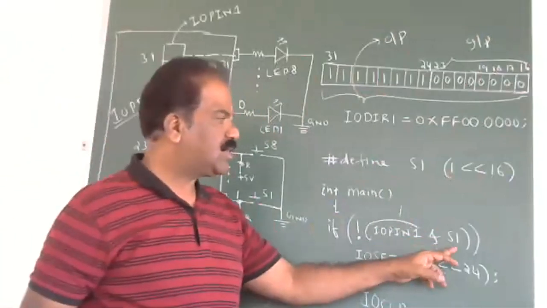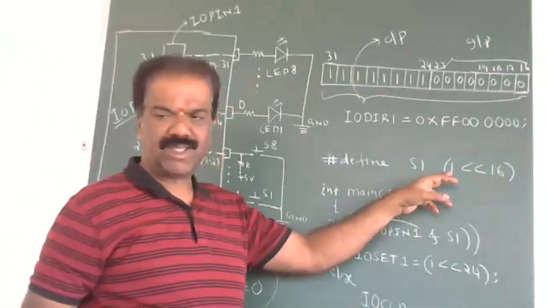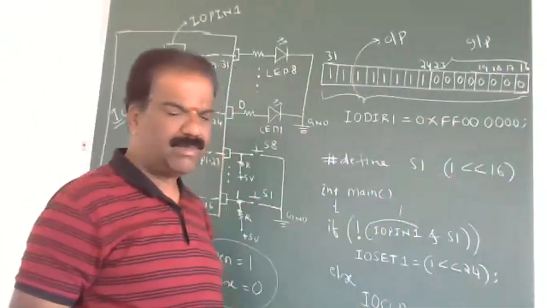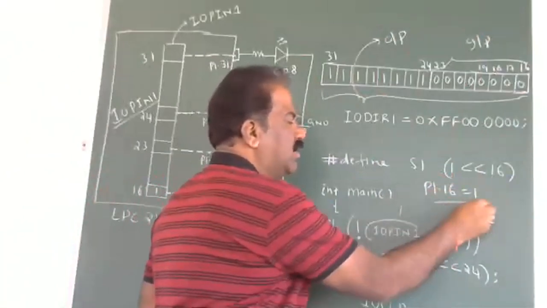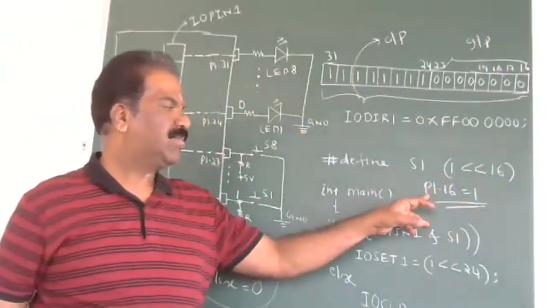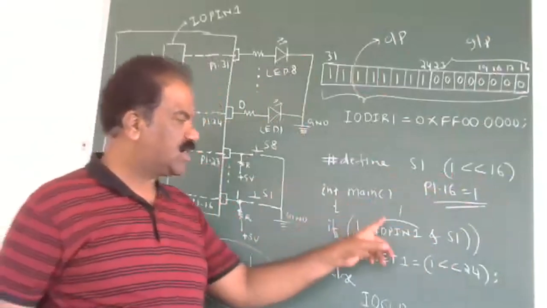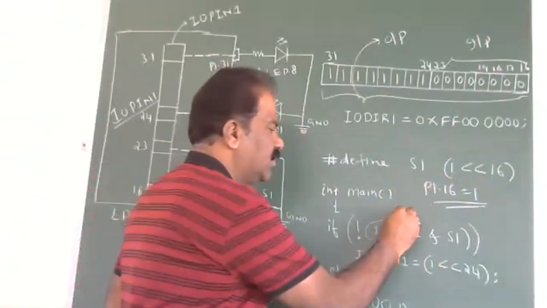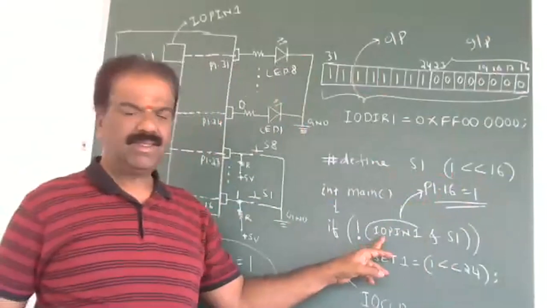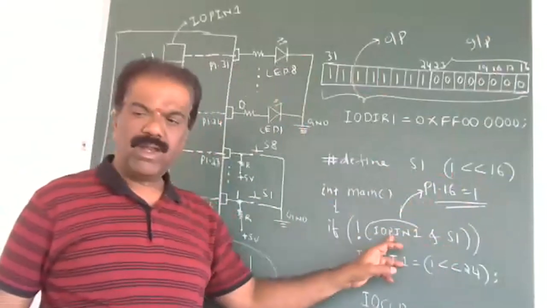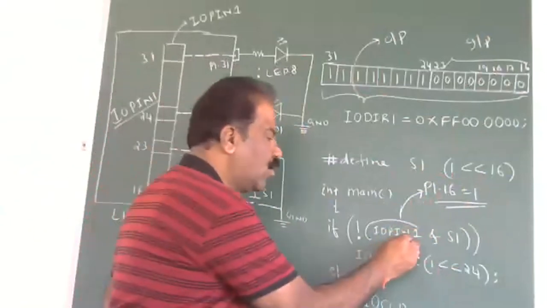Now, what is the value of S1? That is also 1. That is which bit? P1.16 equal to 1. That's the meaning of this: S1 is P1.16 equal to 1. Now here this is P1.16. What is the state of P1.16? 1. Then what is the value of S1? 1. 1 and 1, that becomes 1.